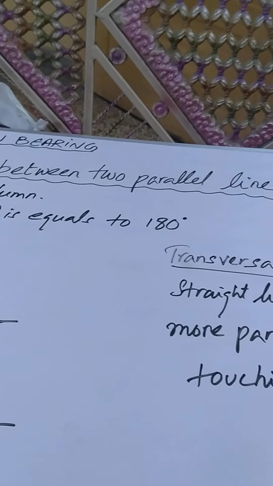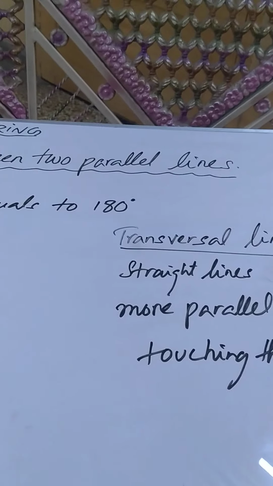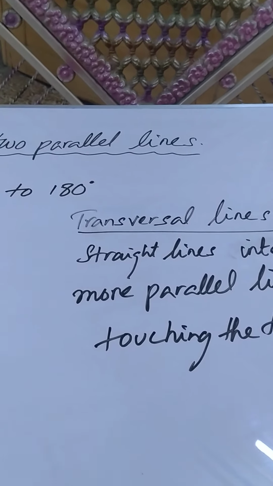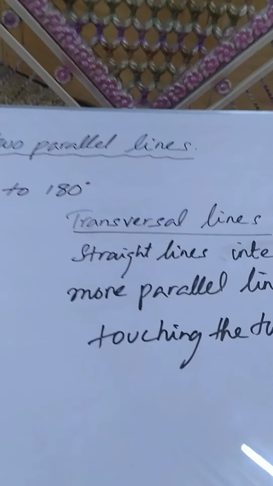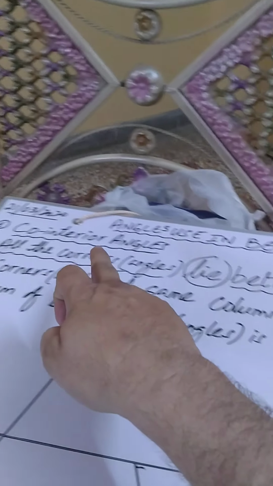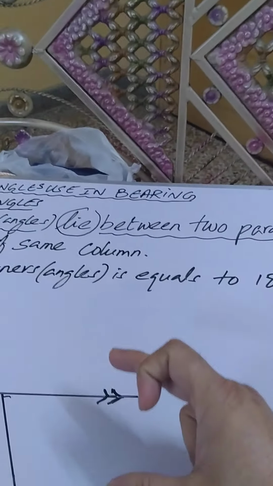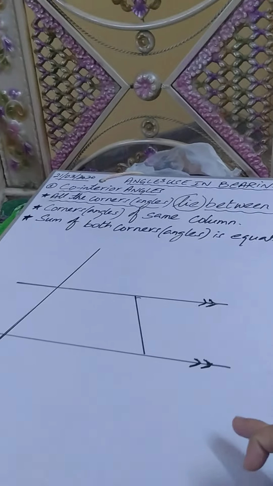These three are very important angles: corresponding, co-interior, and alternate. These angles are formed by the intersection of parallel lines and a transversal line. So look here, the angle formed by the intersection of a parallel line and a transversal. Parallel lines mean lines moving in the same direction that never meet.